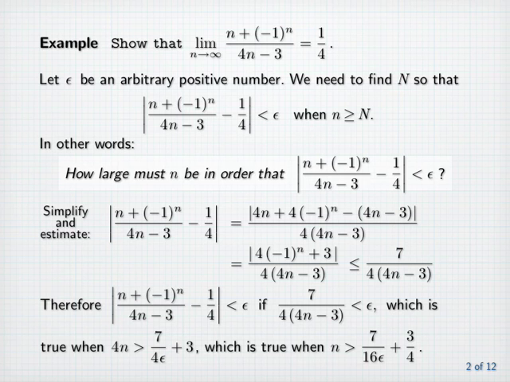The number capital N can be taken to be any integer greater than or equal to 7 over 16 epsilon plus 3/4. Notice that the smaller epsilon is, the larger that number will be.